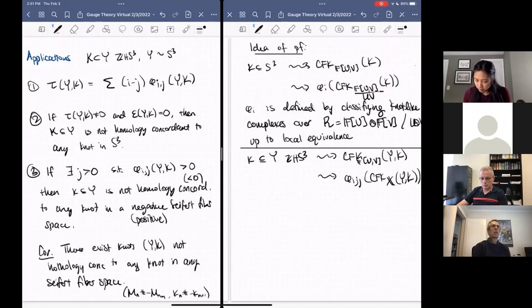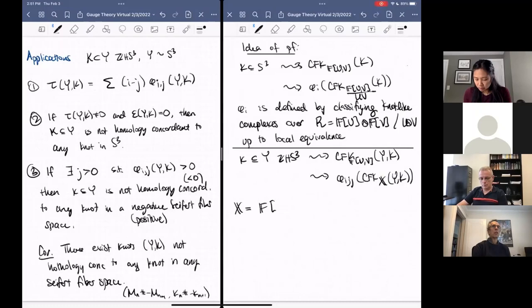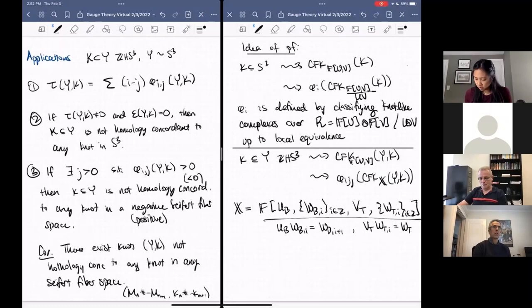And it's going to be, again, some polynomial ring, but now we have an infinite number of variables: U with the subscript B, W with subscripts B, I, where I ranges over all integers, V, W, T, I. So some infinite number of variables with these relations. And the B and the T variables will multiply to zero.